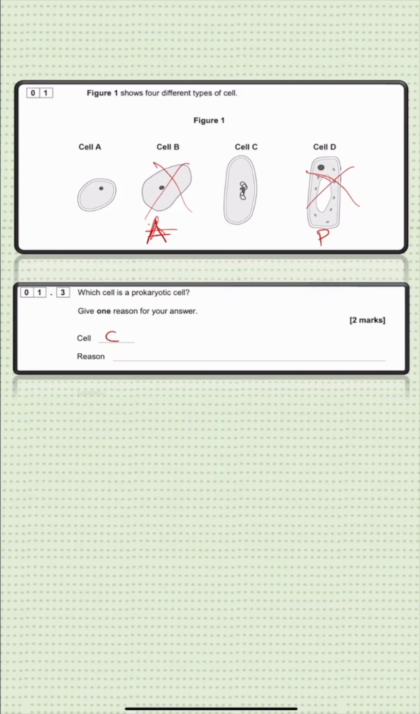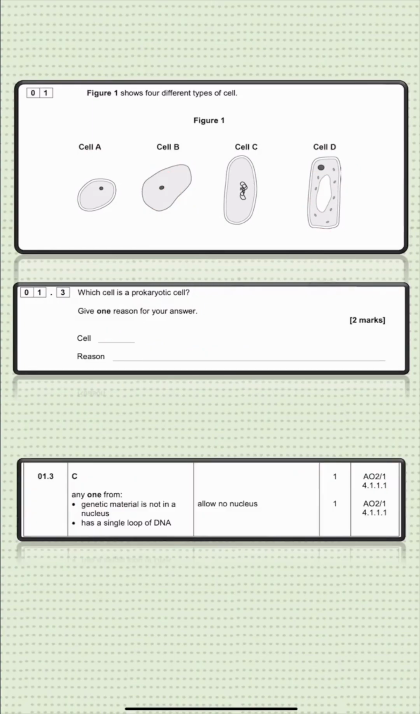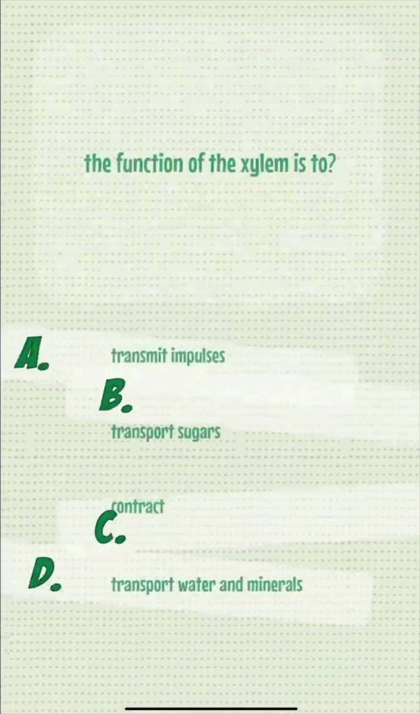It's C, because it doesn't have a nucleus. That is the main difference. If you ever want to find out whether something's a bacteria cell or not, look for the nucleus. Well done, guys. All right, so C, genetic material is not in the nucleus. It has a single loop of DNA. Yep, that's that thing in the middle here that it's talking about. Allow no nucleus. That's what we said. So we get marked for that. All right. Well done.